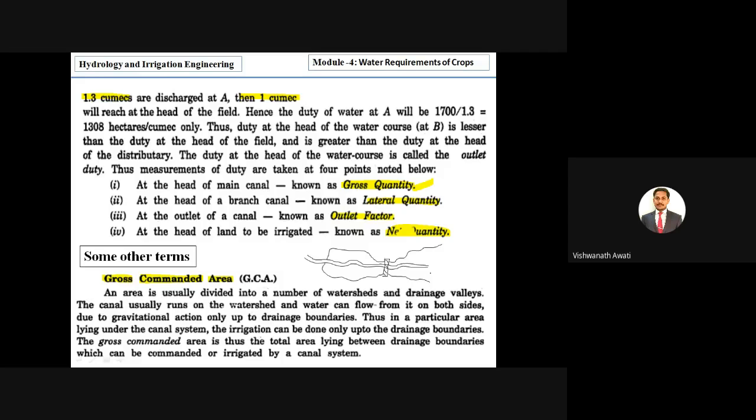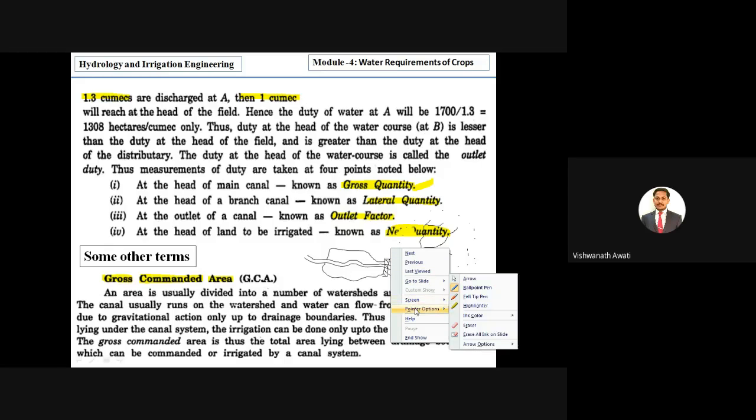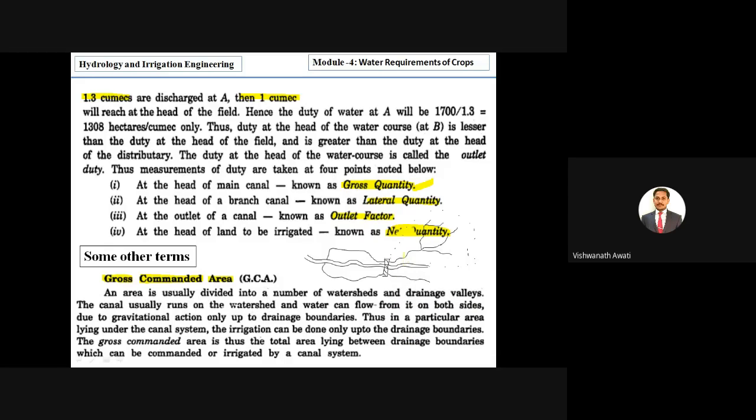Here gross command area means how much area this canal can irrigate. For example, after the design, this much area can be irrigated with the help of this canal, the main canal. Again, we distribute the sub canals: primary canal, secondary canal, and tertiary canals. But this much area we can serve, and this area is called the gross commanded area of the canal.